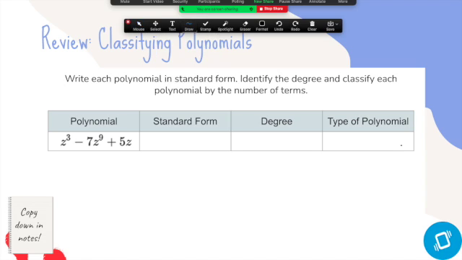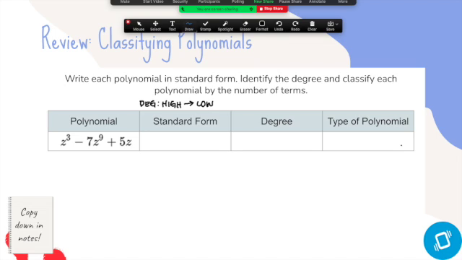Cool. So right here, it's asking us to write the standard form. Now remember that standard form means that we're rearranging the terms so that the degrees are from the highest degree to the lowest degree.